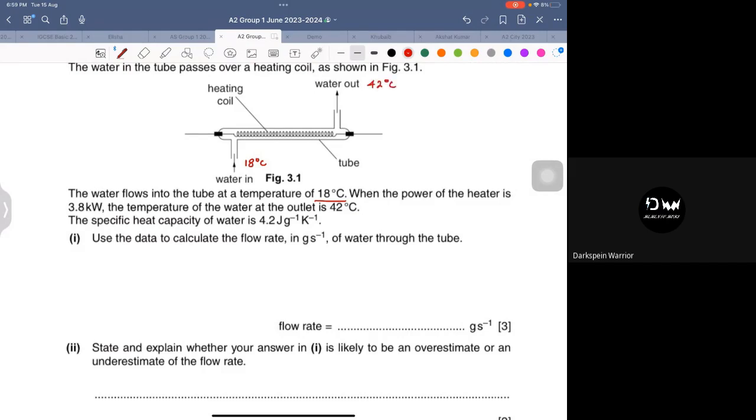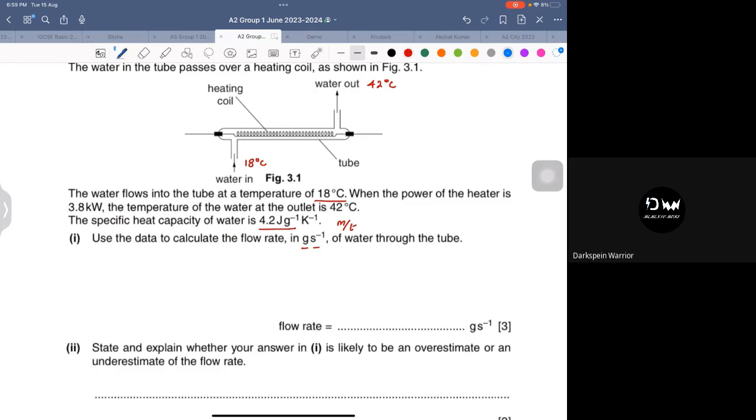It says the specific heat capacity of water is this. Use the data to calculate the flow rate, which is mass per unit time. So they're asking about mass over time, grams per second, of the water through the tube, right? Now, what do we need to understand?